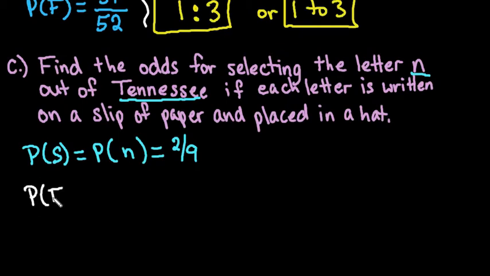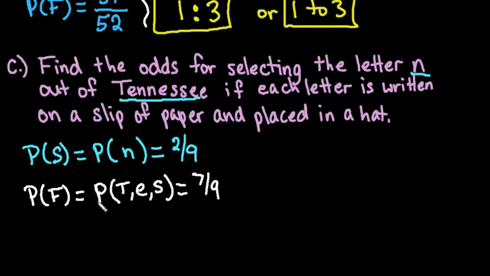The probability of failure is the probability that we selected any other letter, so that would be a T, an E, or an S out of the word Tennessee. Basically anything that is not an N. If we count, we have 7 letters out of 9 that are not an N.